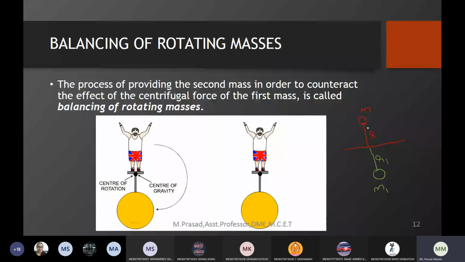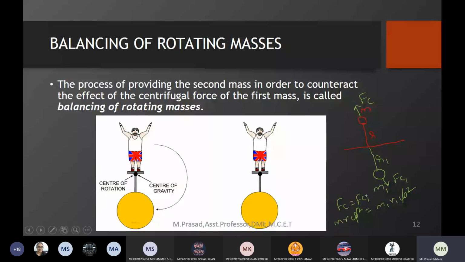Now, the condition for balancing: due to this mass, it produces a centrifugal force Fc. Similarly, due to M1, it produces a centrifugal force Fc1. To maintain equilibrium, the sum of all the forces should be equal to 0. That is, I can write Fc is equal to Fc1. The centrifugal force is nothing but m r omega square, which is equal to Fc1, that is M1 R1 omega square. Since the shaft is rotated at the same angular velocity, for these two forces the angular velocity remains constant. Now the condition for balancing is m into r is equal to M1 into R1. This is nothing but balancing of the rotating masses.